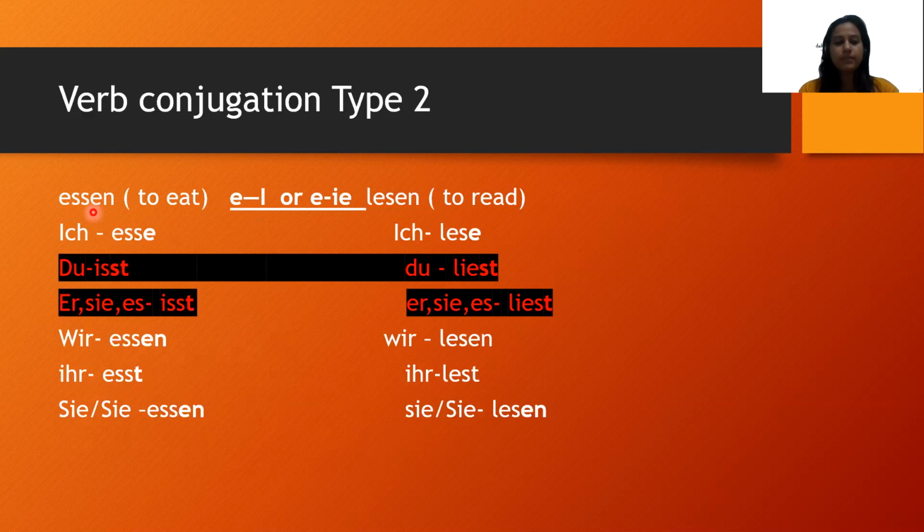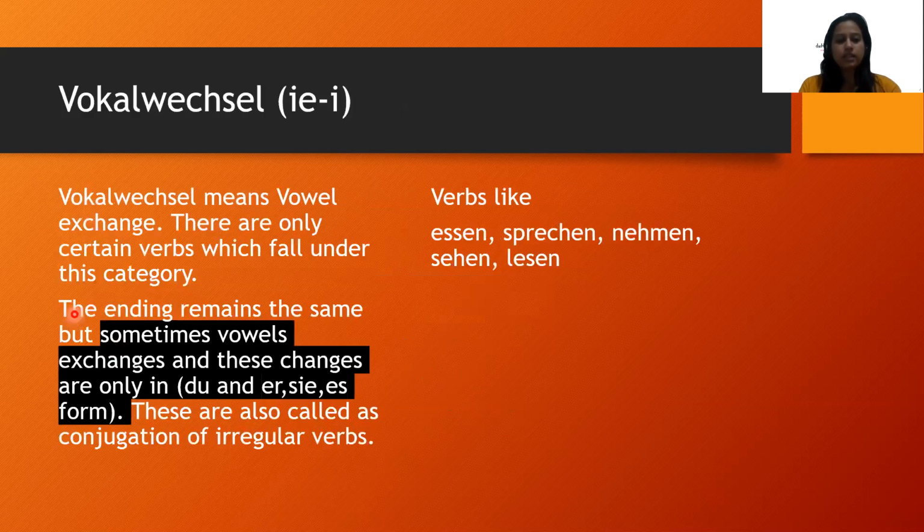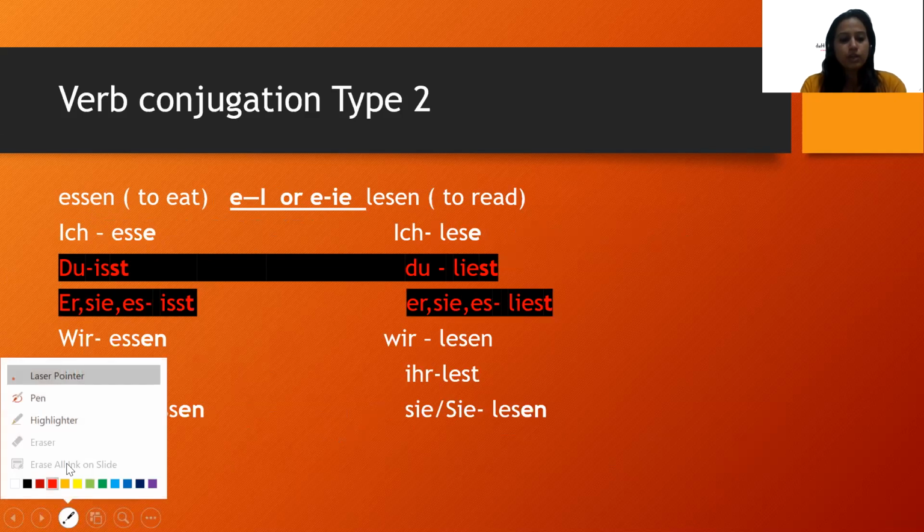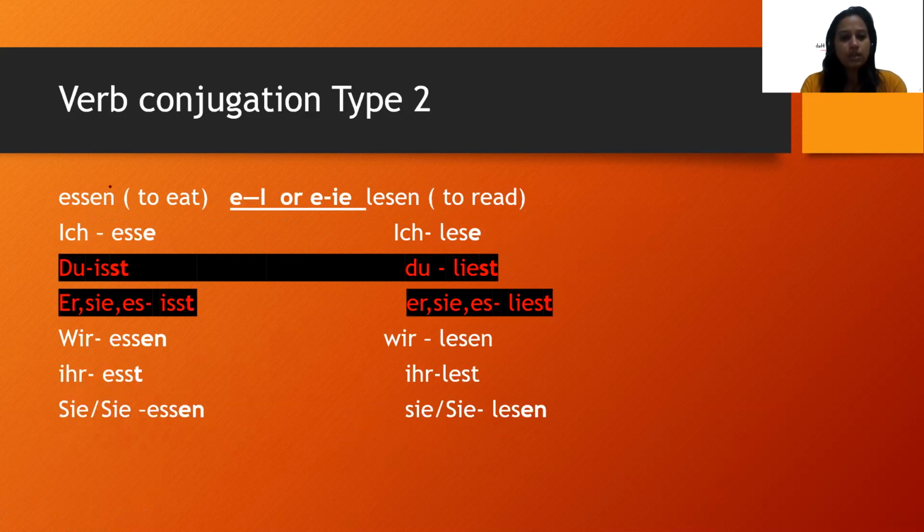Essen means to eat. So if you see, it says that the ending remains the same, but the vowel exchanges, and the exchange is happening in du and er/sie/es form only. Otherwise the rest stays like the first type, regular verb. Only the highlighted ones, highlighted in black and red, are the changes. Okay. So essen, so ich esse. Obviously you delete this -en part, and just add an e over here.